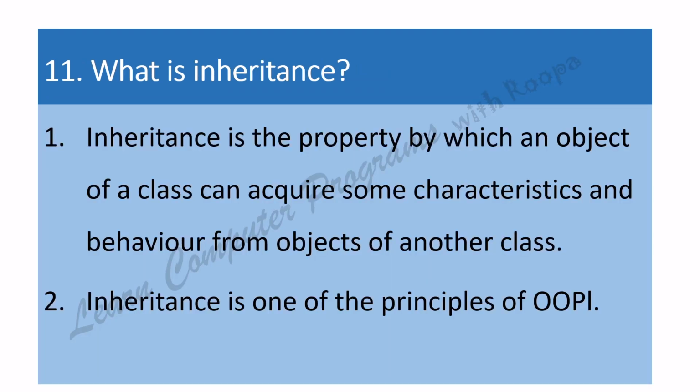What is inheritance? In normal English terms, inheritance is the property you get from your grandfather and forefathers, isn't it? But here it is not the property we get from forefathers. Here one class gives its properties to another class. That is called inheritance. The definition is like this: inheritance is the property by which an object of a class can acquire some characteristics and behavior from objects of another class. It is also one of the important principles of object-oriented programming languages.